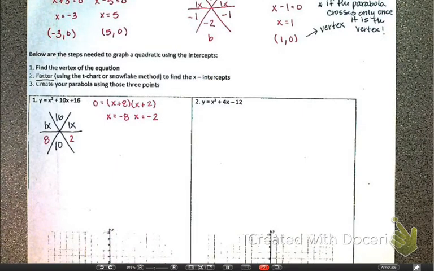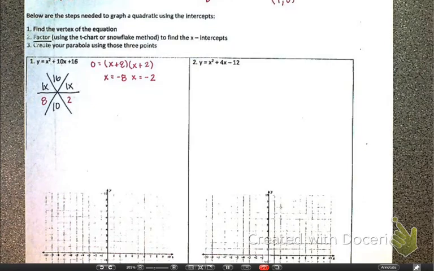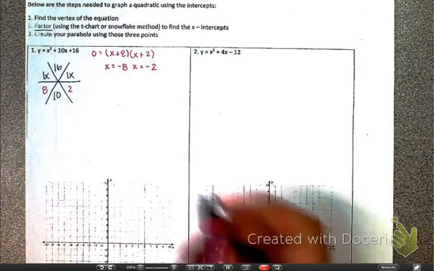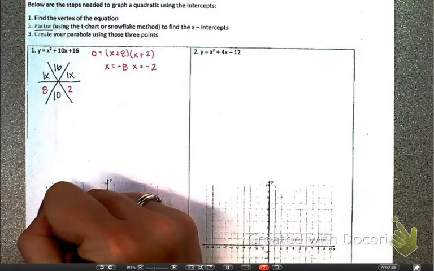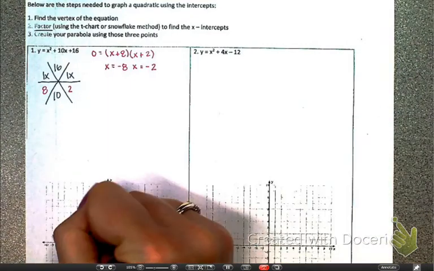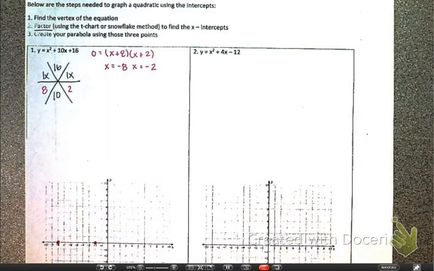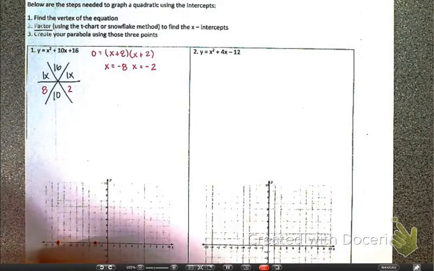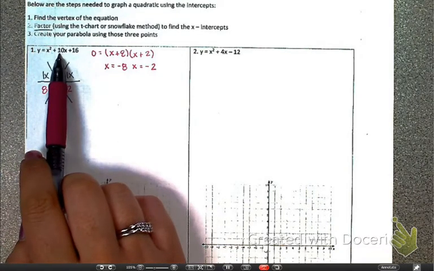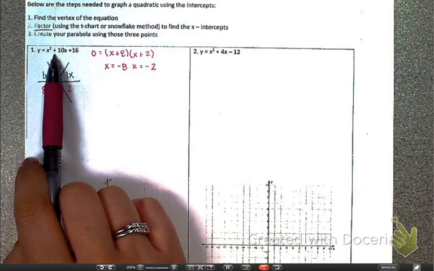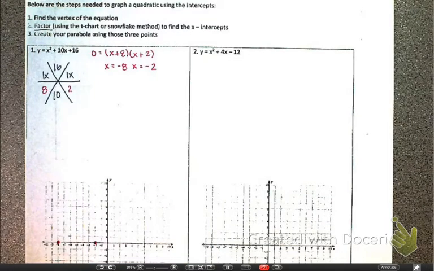Okay. So if I go to graph that, I'm going to put a point at negative 8, 0, and negative 2, 0. Now there's two ways we can find the vertex. What form did we initially start in? Standard form. And how do we find the vertex in standard form? How do you find the vertex in standard form? That's what we've done the last couple days. What formula?